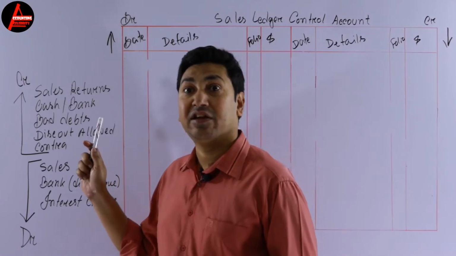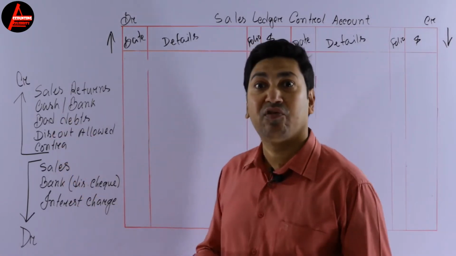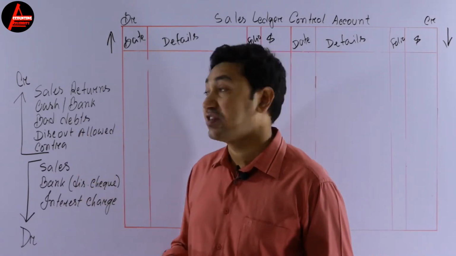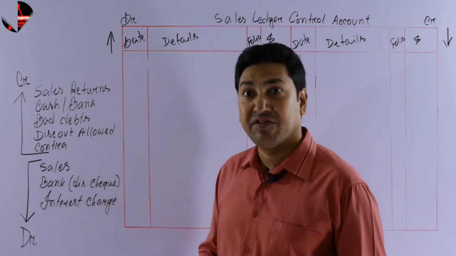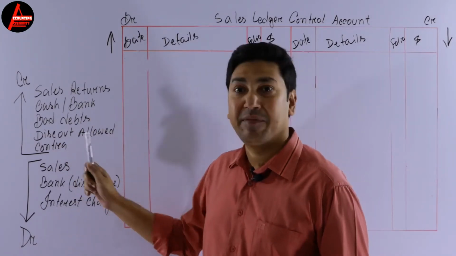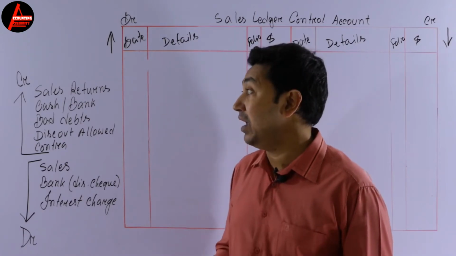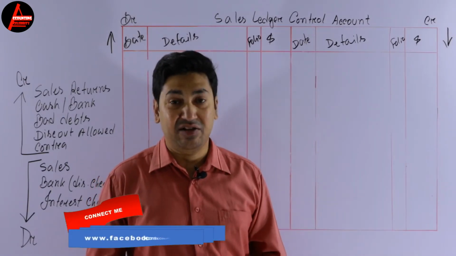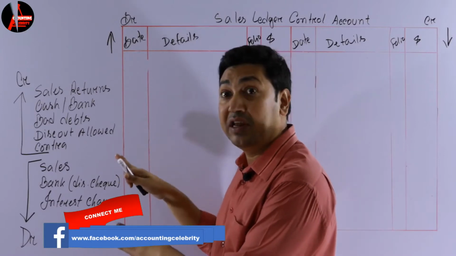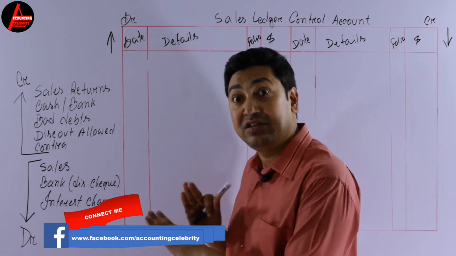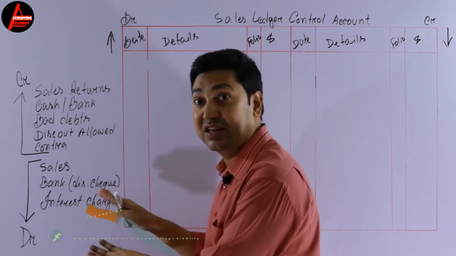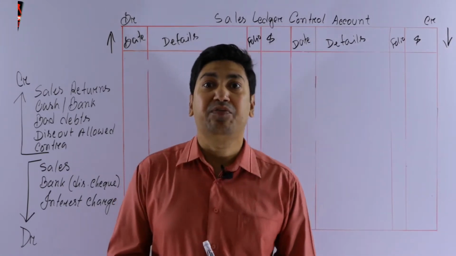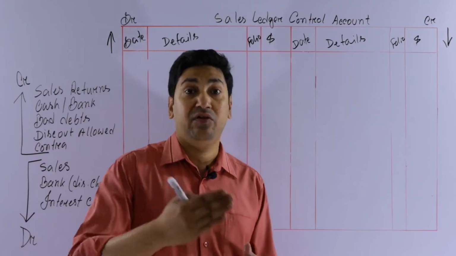And what items will be included in the credit side? The sales return. When you have sales return, debtor will be decreased, or trade receivable will be decreased. Same way, if you receive money in cash or by cheque, it will be decreased. Same way, if you have bad debts, you have discount allowed, you have any kinds of contra, your debtor will be decreased. In this case, you need to record in the credit side. Remember, these are the only items you have in the sales ledger control account. There are no more items other than this. So if you can remember these items, whatever question is given, you will be able to prepare sales ledger control account.